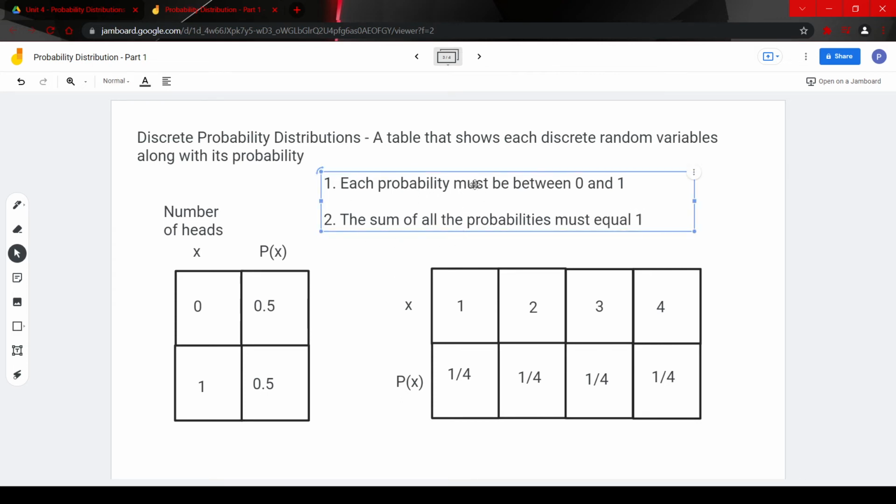So for every probability distribution, you have to check both of these conditions. Are all of them between 0 and 1? In this case, it is. Now let's add them all up. 0.5 plus 0.5 equals 1. Condition 2, check. 1/4 plus 1/4 plus 1/4 plus 1/4 equals 1. Also check. So keep in mind these 2 conditions for a legitimate discrete probability distribution.